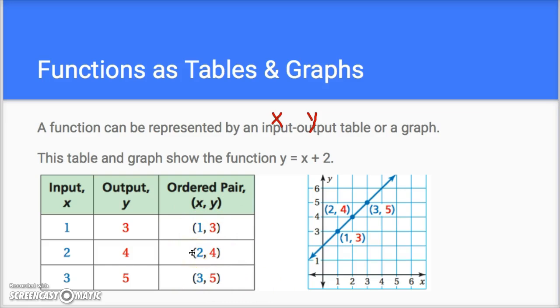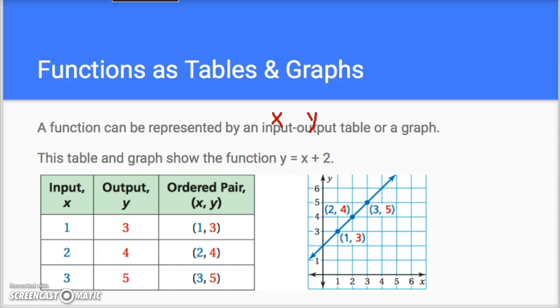You could also graph it, okay? You could do it a couple different ways. You can plot these 3 points that were created in your table, and that's what they've done right here. These are the dots they have plotted. Or you can skip the table altogether and just graph the equation, which is what we've been doing a lot of lately.